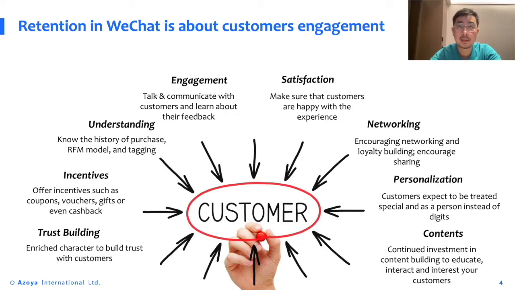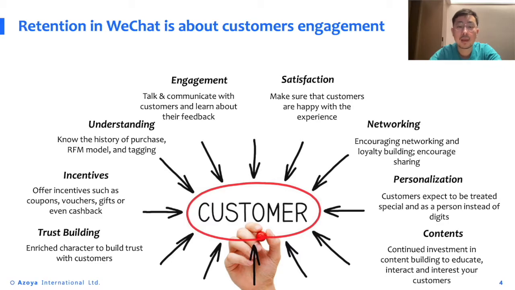Rule number six, networking. Encouraging networking and sharing of content will be very important for the business to grow socially and virally. Getting into the social network of customers requires a lot of work, but it shouldn't be a reason for brands to stop doing that, because if you cannot get into their network, why do WeChat? Why do social commerce?